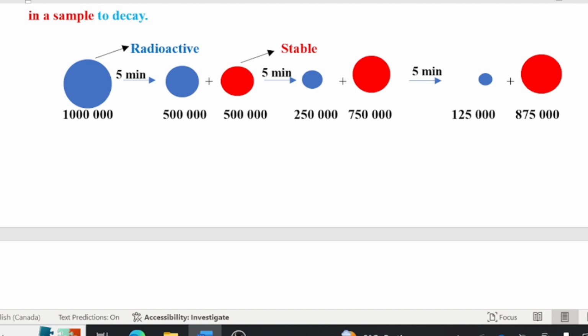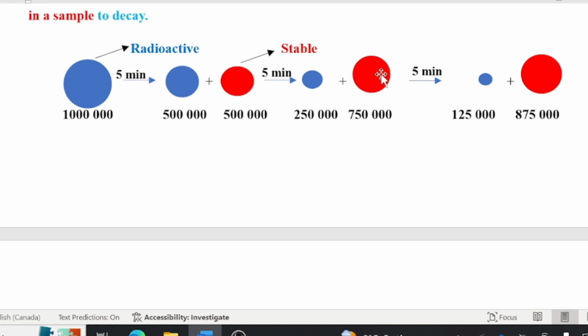So half of this will give me 250,000 nuclei of the radioactive elements still remaining there. But the other 250,000 that have decayed will become stable. So in all, now we'll have 750,000 atoms of the stable isotope.